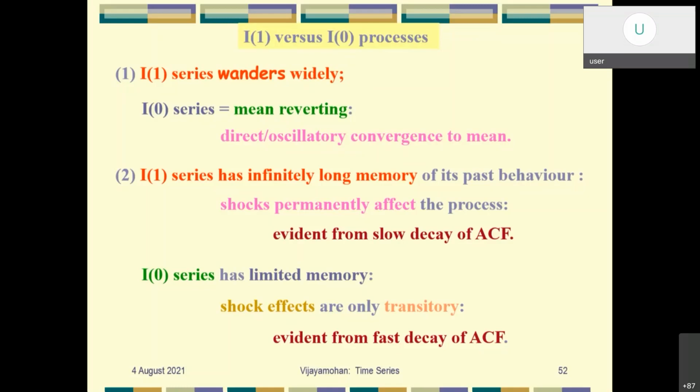That is, the shocks are persisting. We have the persistence problem. And this is evident from the very slow decay of the ACF, that is, the sample ACF. Theoretically, there is no decay at all. All the PACF will be equal to 1, and the ACF also will be equal to 1. Now, the I(0) series has a limited memory only, because the shock effects are only transitory. For the particular process, we have only one-time shock, ut. And this is evident from the fast decay of the autocorrelation function.